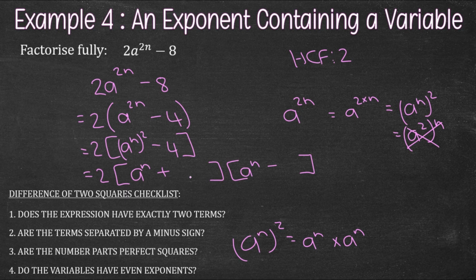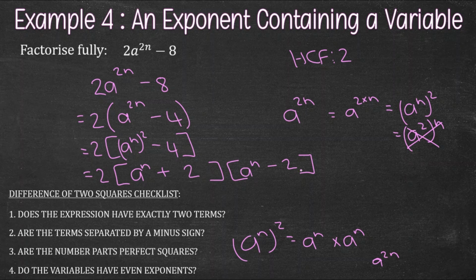Just in case you're asking me where I got this from, let us just double check this. I've got a to the power of n multiplied by a to the power of n. The bases are the same, so that means I can add my exponents. I've got one n plus another n, and that gives me a to the power of 2n. And that is exactly what we've got over here. Next up, we've got this 4. I have to ask myself what multiplied by itself gives us 4, and that is 2.